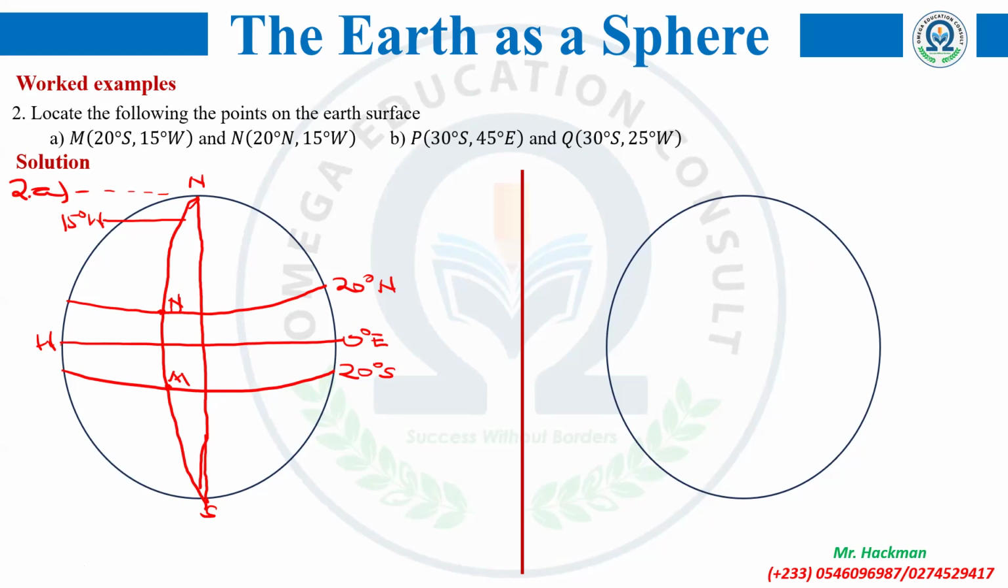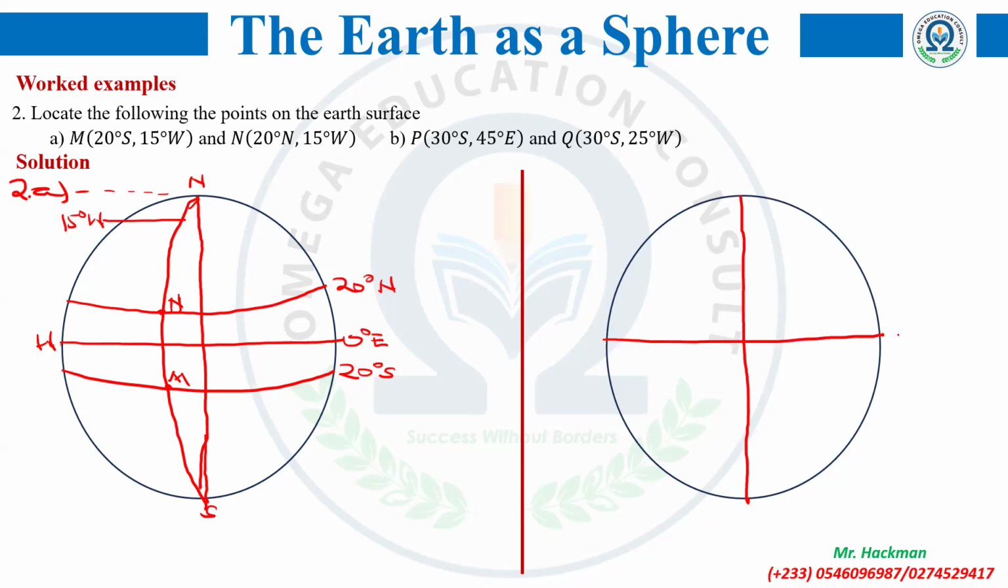A typical question on the Earth as a sphere, global mass questions. Usually you'll be given points and you'll be asked to find the shortest distance between the two points, what have you. So let's go and look at this one.